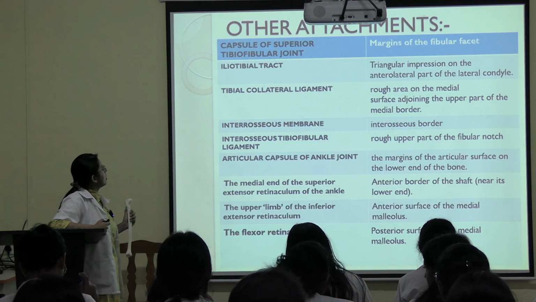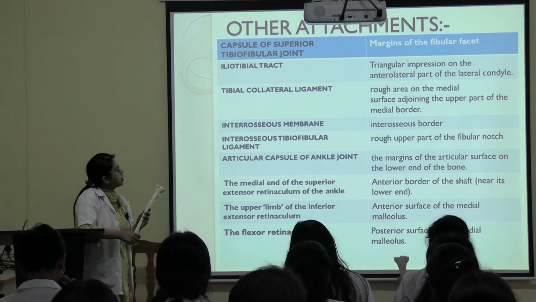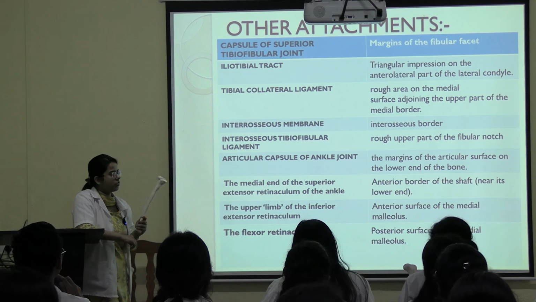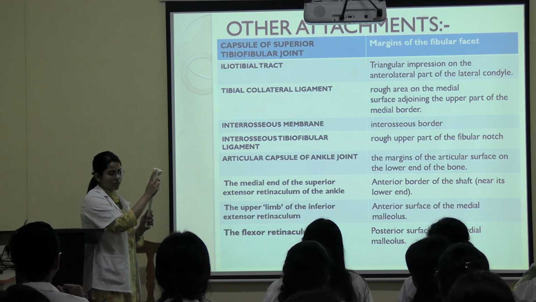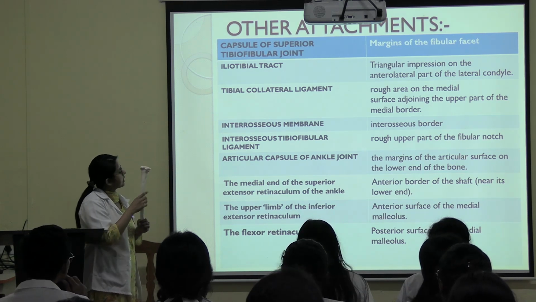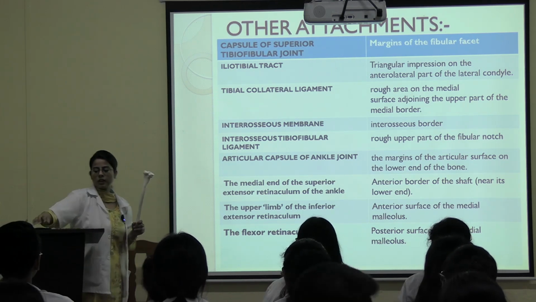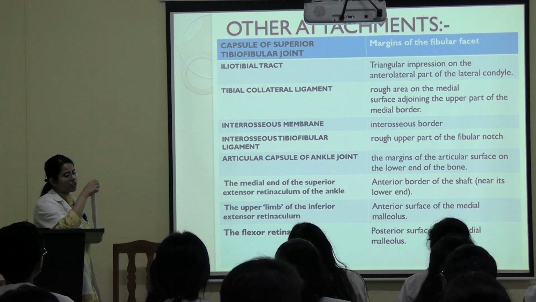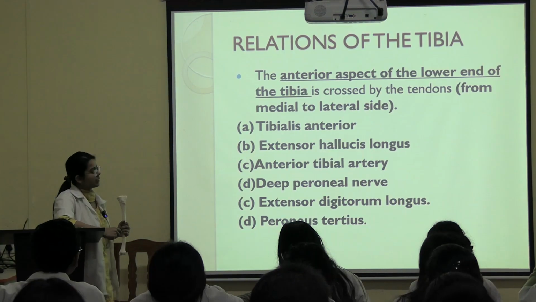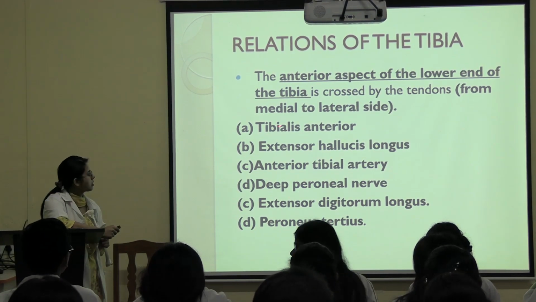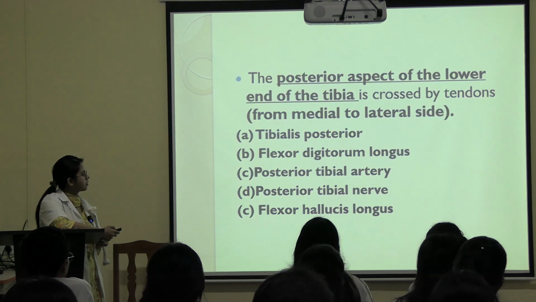Now, capsule of superior tibiofibular joint. So, which part will form the superior tibiofibular joint? I said earlier also. Okay, this is the fibular facet. So, where will be the capsule? Along the margin of this fibular facet. Okay. Next structure is iliotibial tract. Anyone knows what is iliotibial tract? But the anterior relations. This will do.